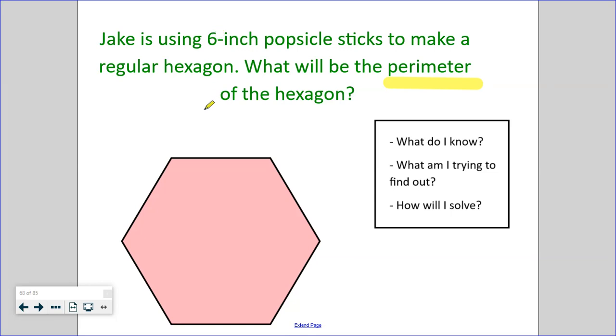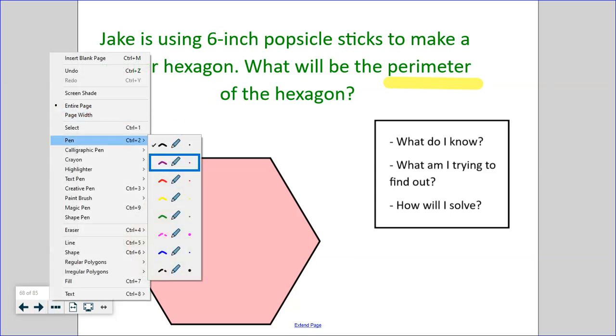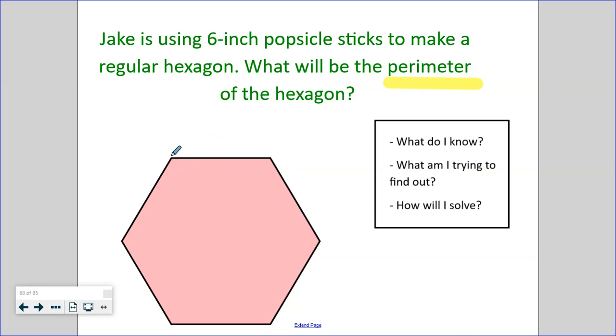What do we know? Well, we know that Jake is using 6-inch long popsicle sticks. So that means that these are the popsicle sticks, that this one is 6 inches, and this one is 6 inches. This one's 6, this one's 6, this one's 6, and this one is 6. Okay, so there's 6 sides, and they're each 6 inches.